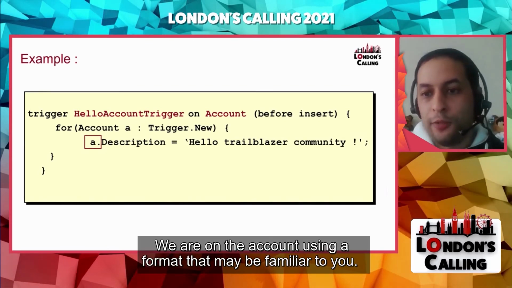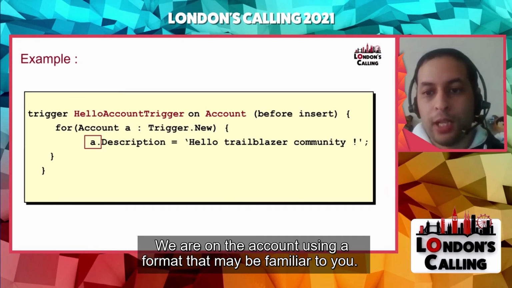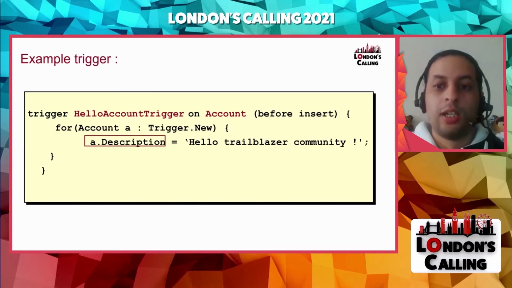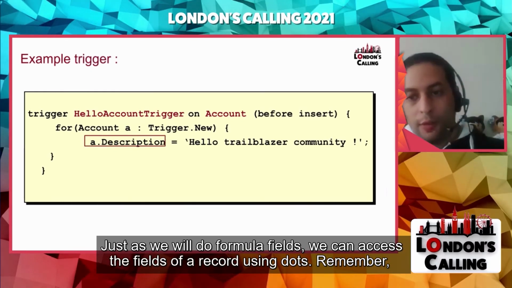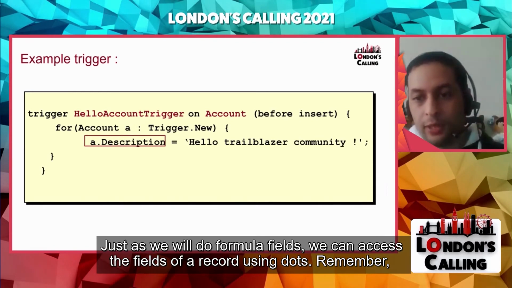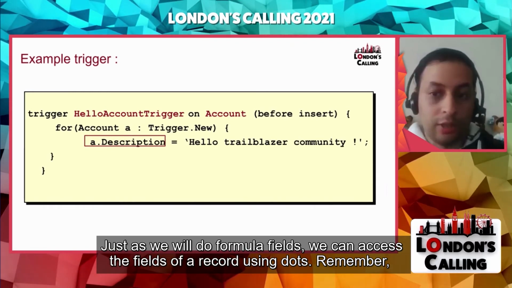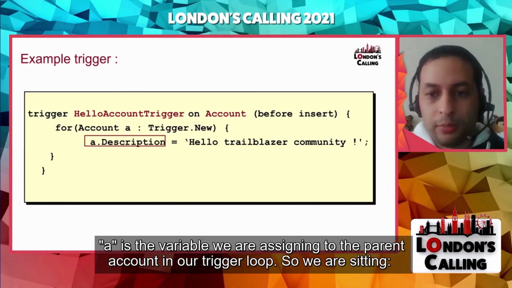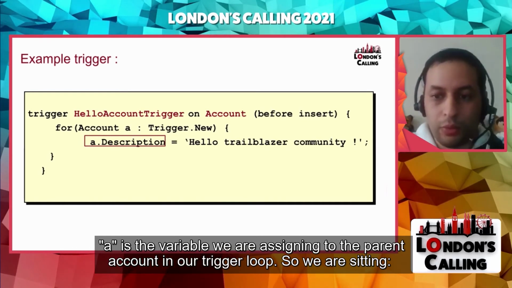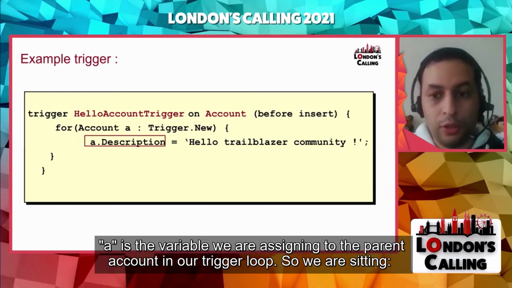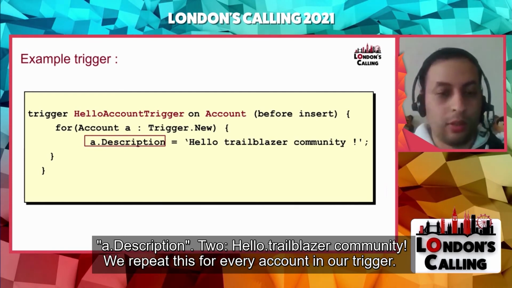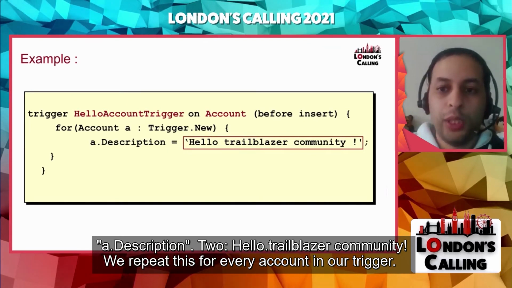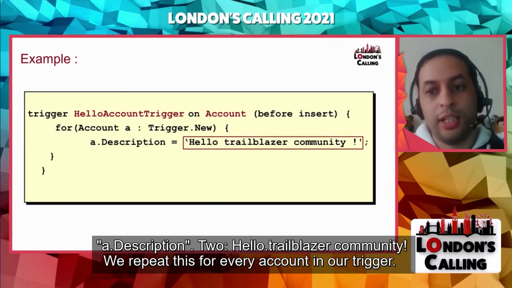We are setting fields on the account using a format that may be familiar to you. Just as we would with formula fields, we can access the fields of a record using dots. Remember, a is the variable we are assigning to the current account in our trigger loop. So we are setting a.Description to Hello Trailblazer community. And we repeat this for every account in our trigger.